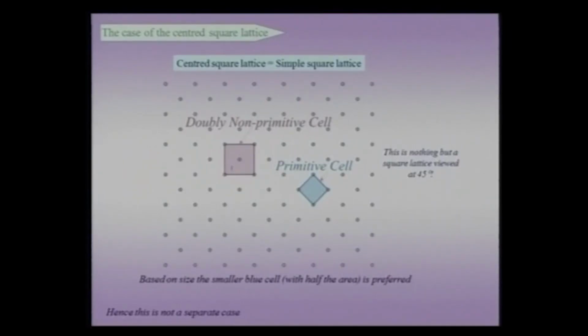The doubly non-primitive unit cell has double the area of the blue cell, which is the primitive unit cell, and therefore when I am trying to talk about a centered square lattice, I am actually not generating a new type of lattice. All I am doing is viewing the old lattice at a certain angle. So there is not a separate case at all. The centered square lattice is nothing but a simple square lattice. Therefore, I don't have to make a new case for the square lattice.